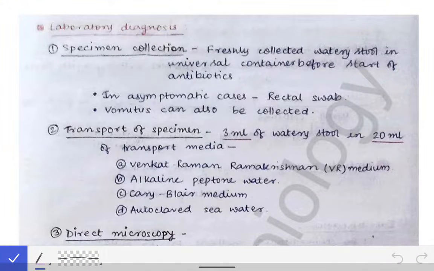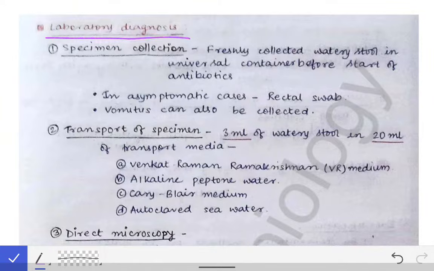So this is the second part of cholera. In the first part, we have talked about the classification of the vibrios, the pathogenesis of the cholera infection, and the clinical manifestations or the clinical features of cholera. Now we will talk about the laboratory diagnosis of cholera.